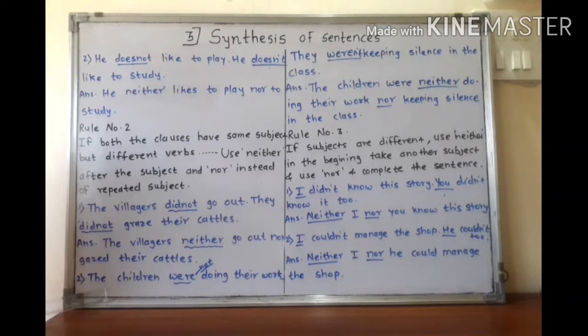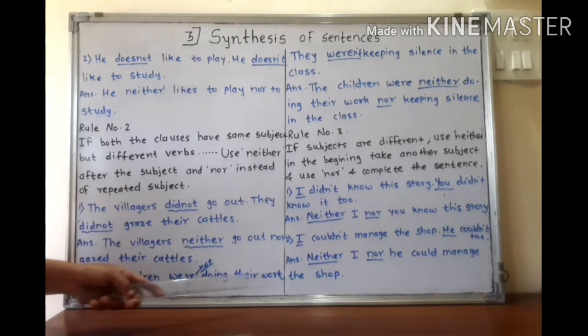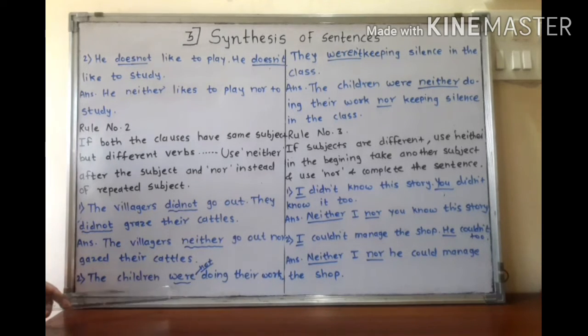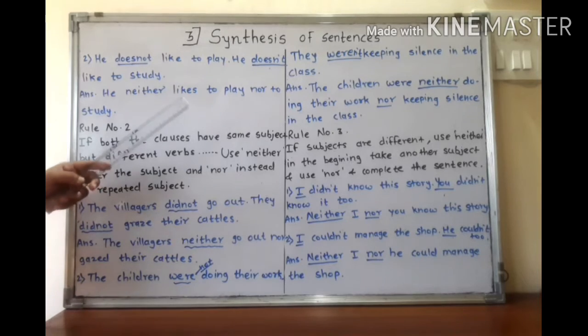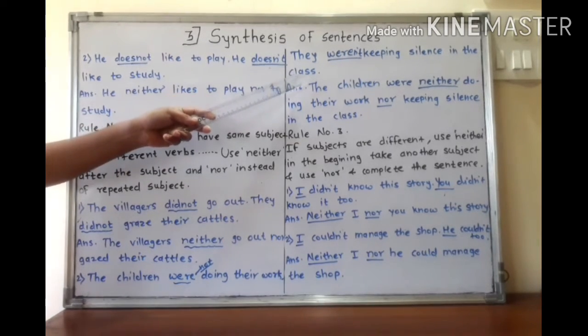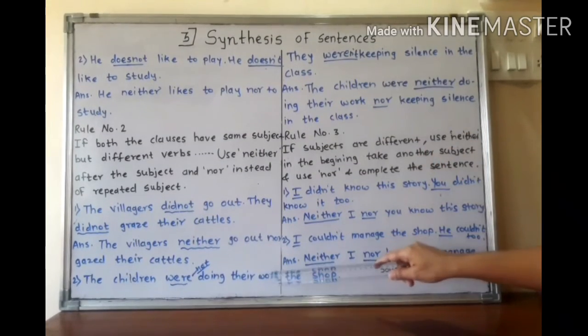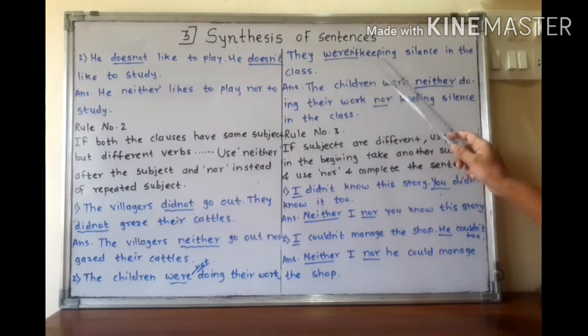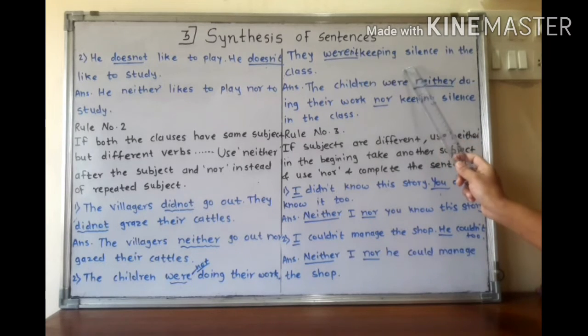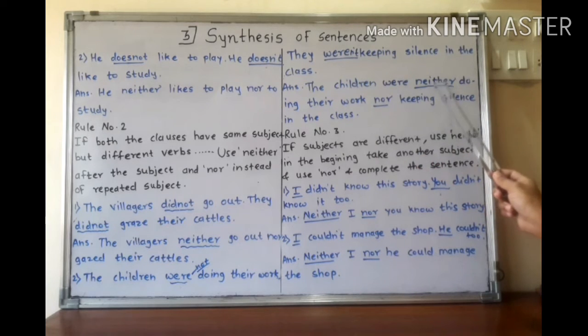Next example: the children were not doing their work. They were not keeping silence in the class. So weren't and weren't, both negative words are there. They were not doing their work, they were not keeping silence. These are the two different parts. So how to write neither nor? The children were neither doing their work nor keeping silence in the class.